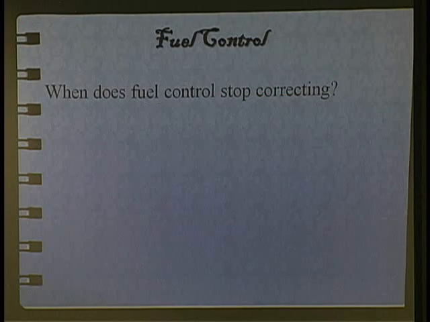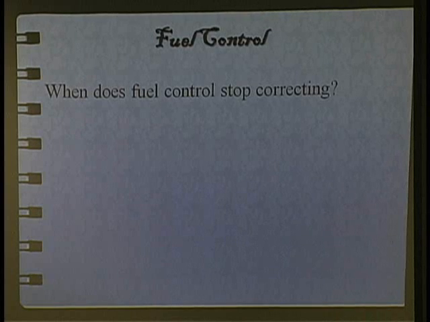That doesn't mean we're in good fuel control, all right? So when does the fuel control, so you're driving along in a car, and this car is absolutely perfect. Okay, so that's not a Ford or a GM or a Chrysler. I don't know what that is. This is a smart car.